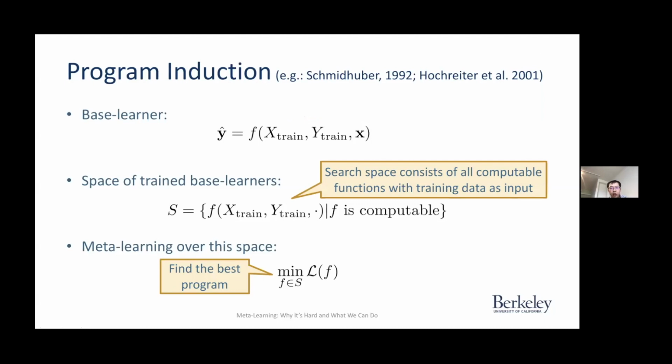So the space of learners now consists of all computable functions with training data as inputs. You can see that naively, if you were to try to do this, it is going to take forever, exponential time in the length of the target program. And now to find the best program, you would just search over all the possible programs in the space.